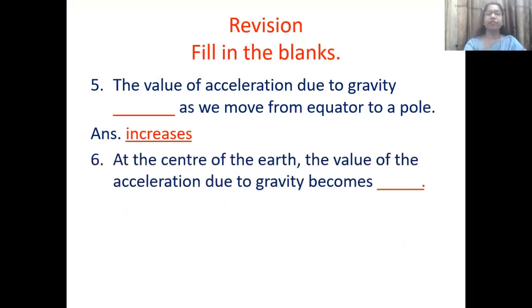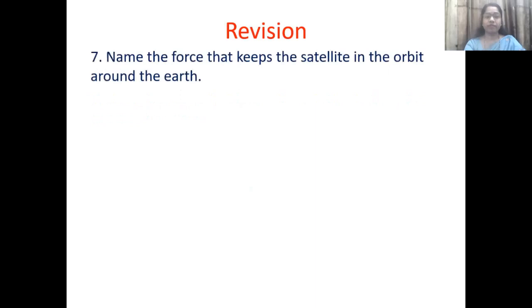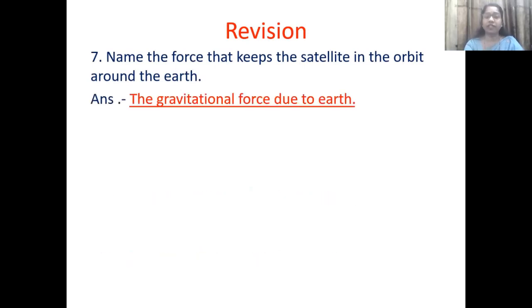Sixth question for you. At the center of the Earth, the value of acceleration due to gravity becomes dash. What is the answer? Here it comes, it is 0. So the value of g is 0 at the center of the Earth. Name the force that keeps a satellite in orbit around the Earth. What could be the force that keeps the satellite orbiting around the Earth? Yes, it is the gravitational force due to the Earth.